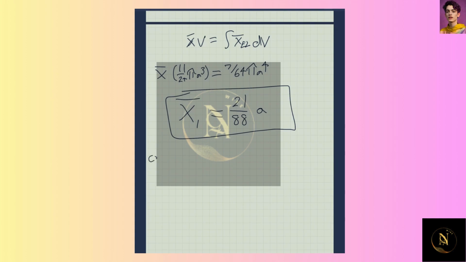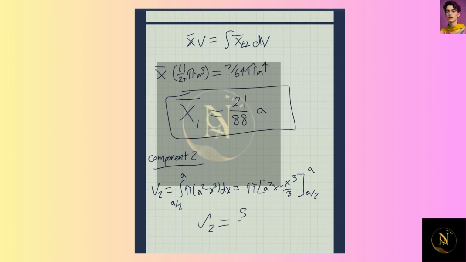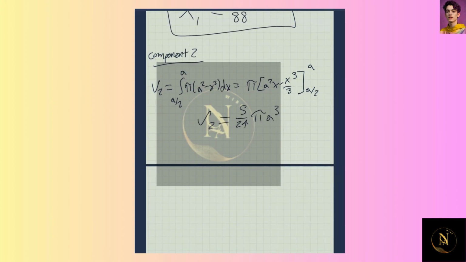Now we can use the same method to find the centroid of the second component. So the volume of the second component this time goes from a over 2 to the full length of the hemisphere, a. We can plug in dV that we found earlier. We get pi times a squared x minus x cubed over 3 from a over 2 to a. And we get the volume of the second component is 5/24 pi a cubed.